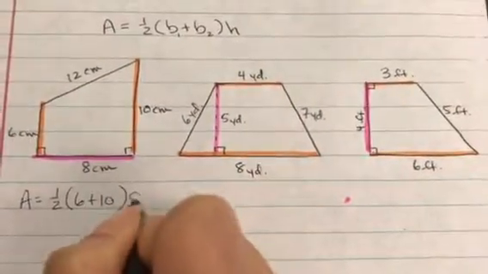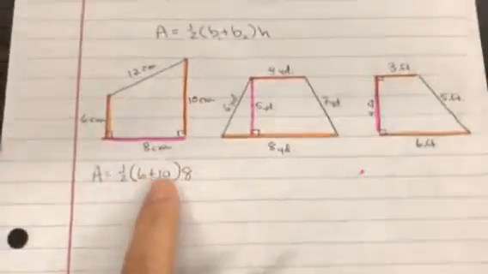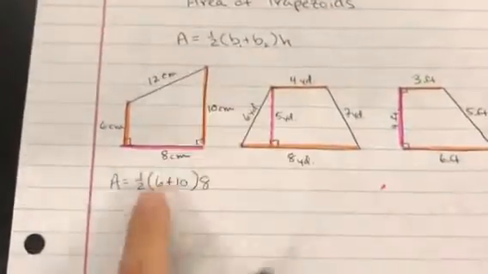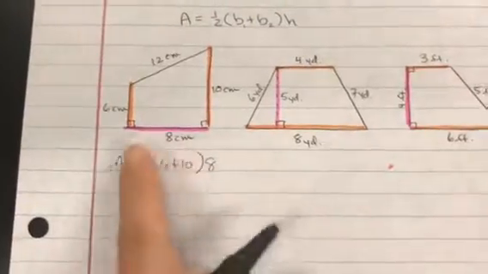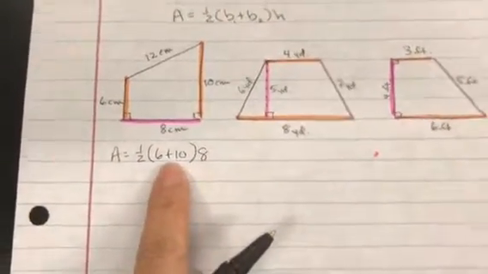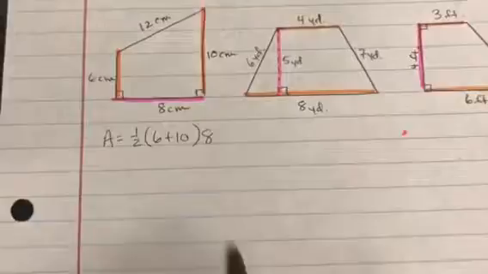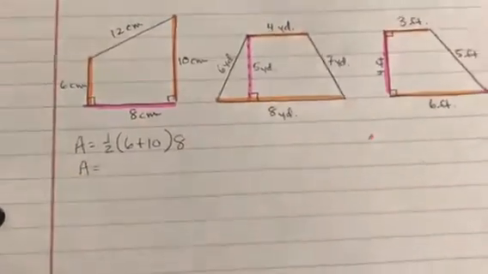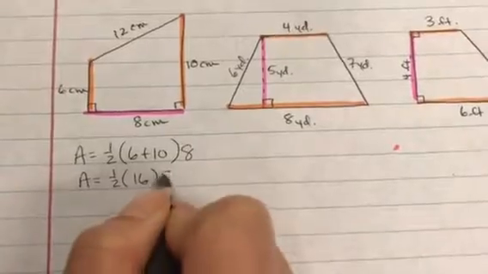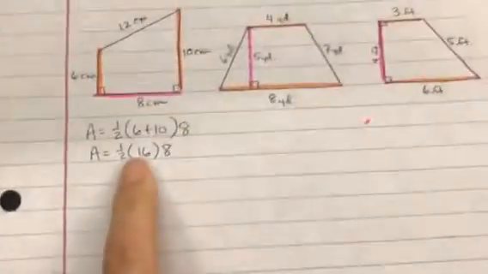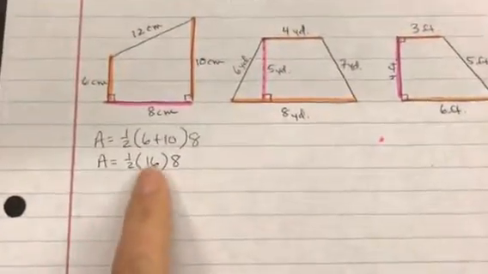So times 8. Now that we've plugged it all in, I want you guys to plug all the numbers into the formula first. Then we use order of operations to solve. In order of operations, we would do parentheses first. 6 plus 10 is 16. So we'd rewrite the equation. Area equals half, parentheses, 16 times 8. Now, it's all multiplication here. It's half times 16 times 8.